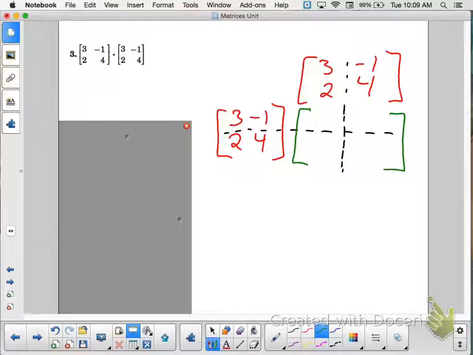Now the same idea as the last one, the only difference is now I have a 2 by 2 instead of a 2 by 3. So in this box right here, I will get 3 times 3 plus 2 times negative 1. So 3 times 3 is 9 plus negative 2, so I would get 7. So that one would be 7.